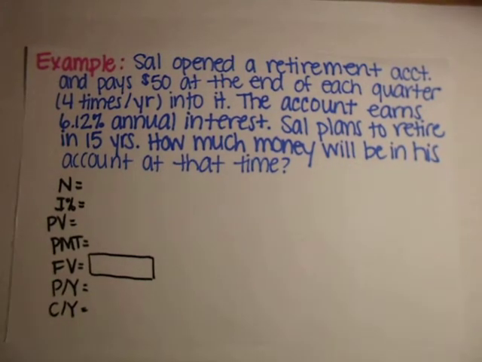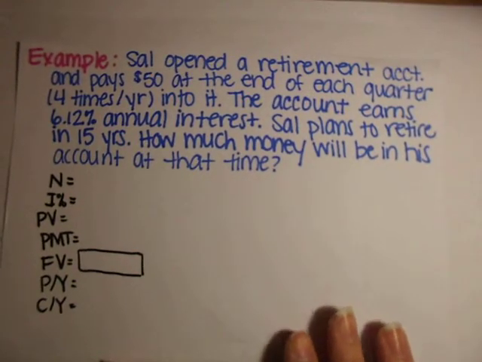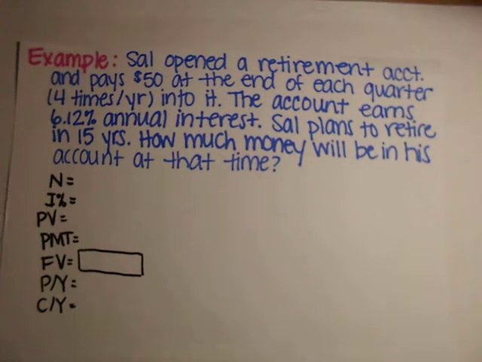For our first example, Sal opened a retirement account and pays $50 at the end of each quarter, 4 times a year, into it. The account earns 6.12% annual interest. Sal plans to retire in 15 years. How much money will be in his account at that time?